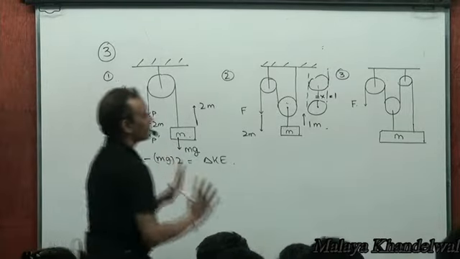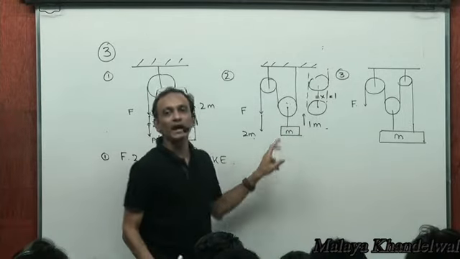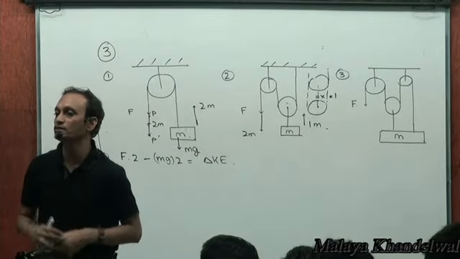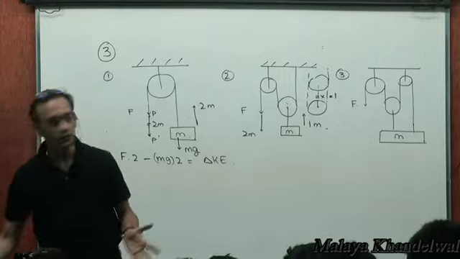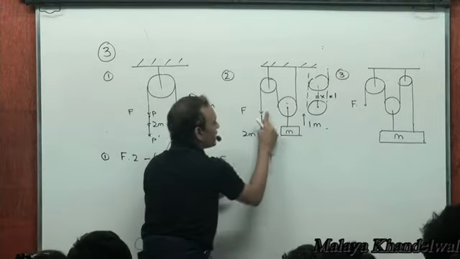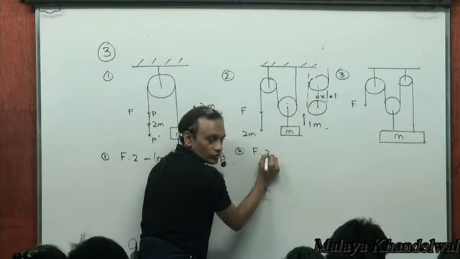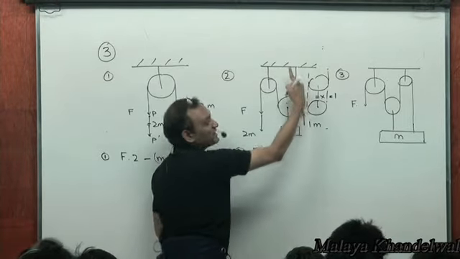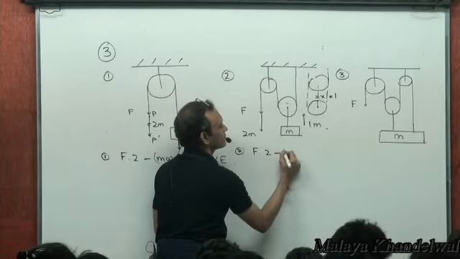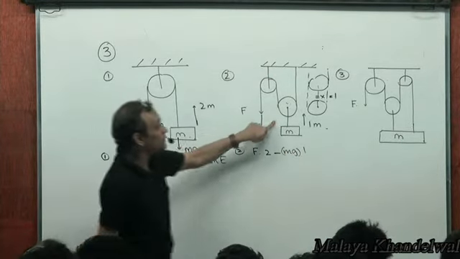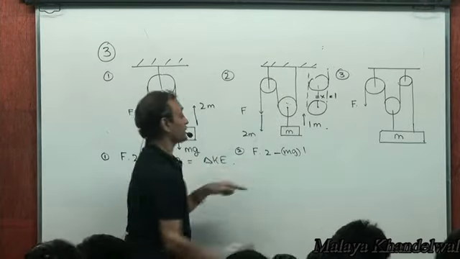Right? Right. So then once again I apply the work energy theorem to a system that comprises the string, the pulleys, and the masses. Right? One mass. So F into 2, situation 2, F into 2, right? Minus mg into 1, work done by gravity, and this must be change in kinetic energy.